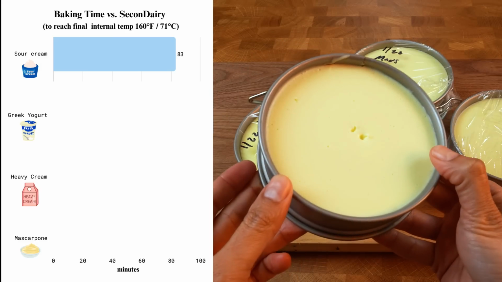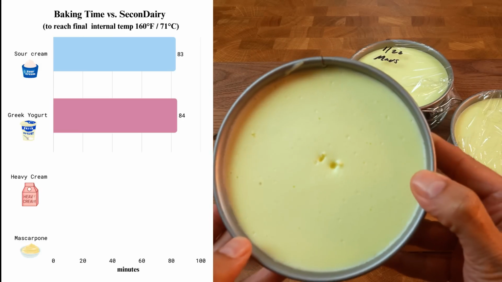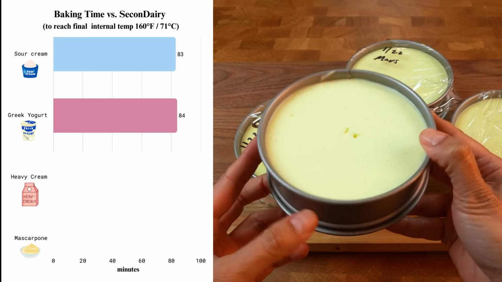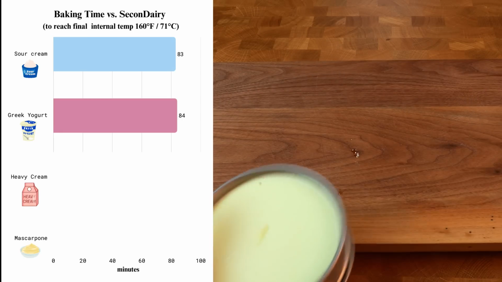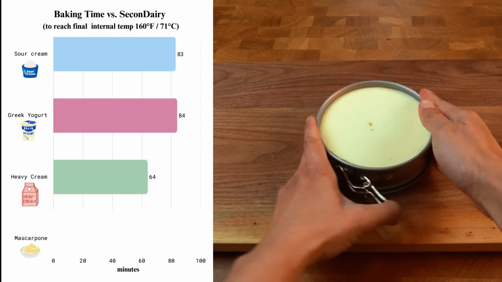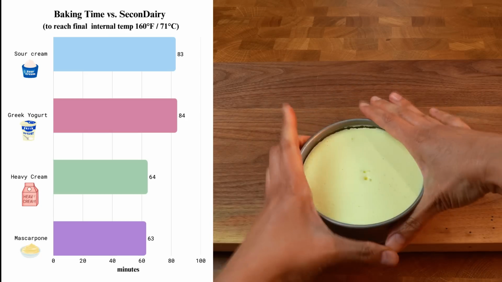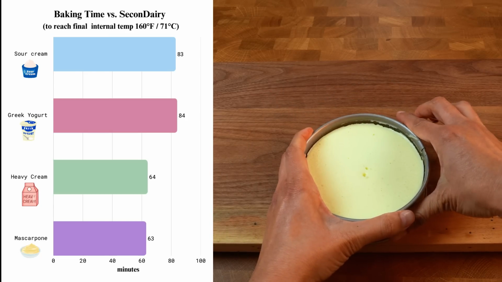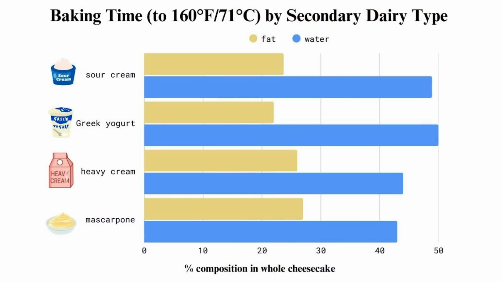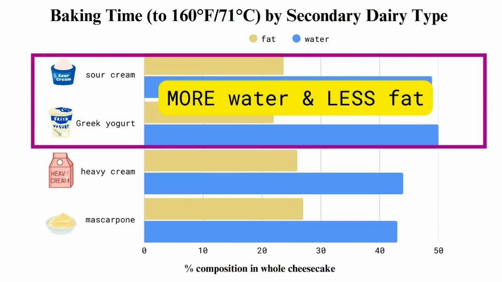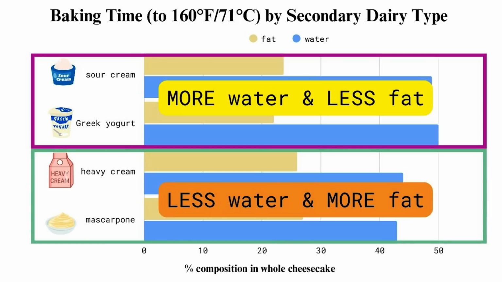For my 4-inch mini cheesecakes, sour cream and Greek yogurt were baked similarly, finishing at around 83 minutes to reach an internal temp of 160, and the cheesecakes containing heavy cream and mascarpone finished quicker, taking only 63 minutes. If I told you that sour cream and Greek yogurt cheesecakes contained more water and less fat, and that the heavy cream and mascarpone cheesecakes were higher in fat with less water, why do you think the high fat cheesecakes baked quicker than the high water cheesecakes?